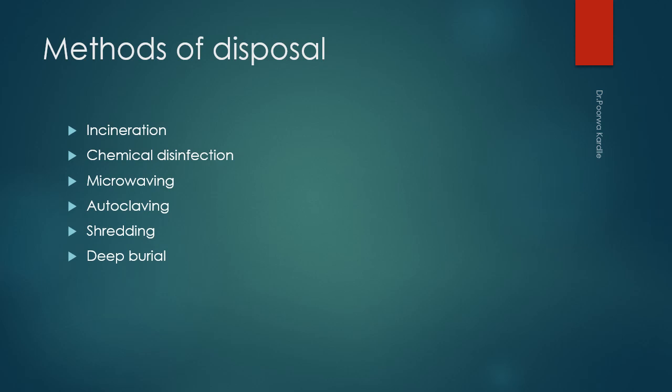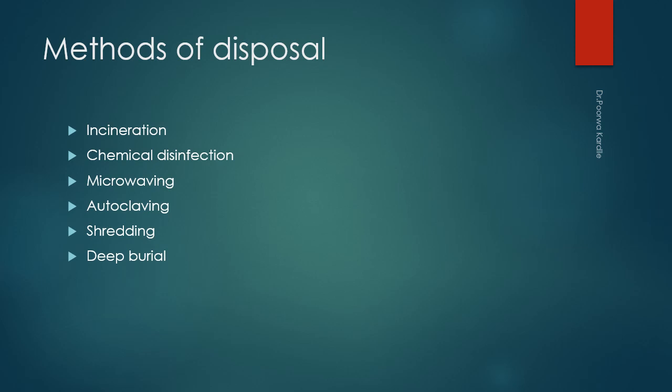Then the next is autoclaving. So here it is again a thermal process where the steam comes in direct contact with the infectious material and it will sterilize that material. Next is shredding. So the infectious sharp waste like needles, syringes, they are cut into small pieces, they are deshaped.